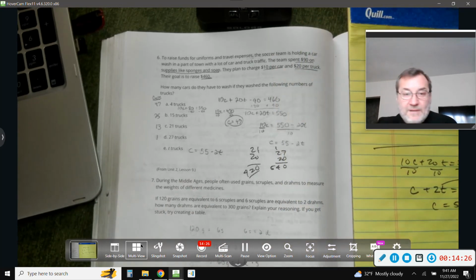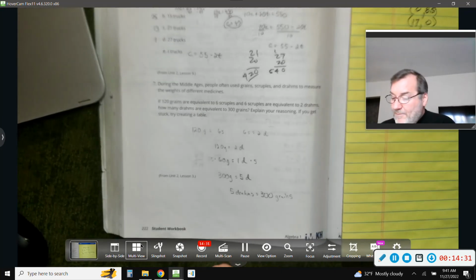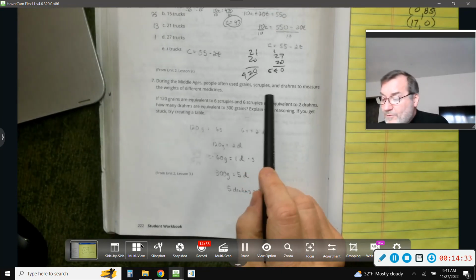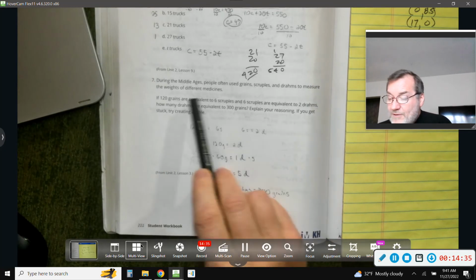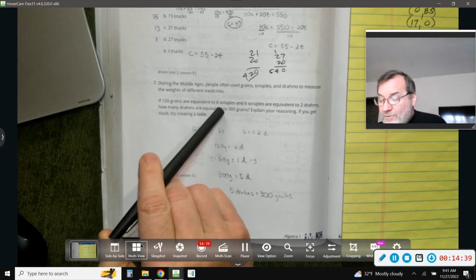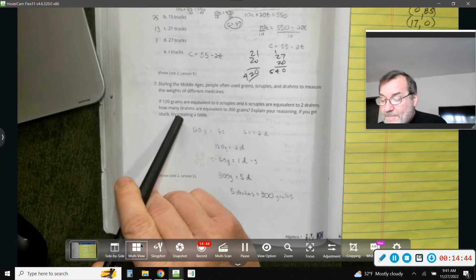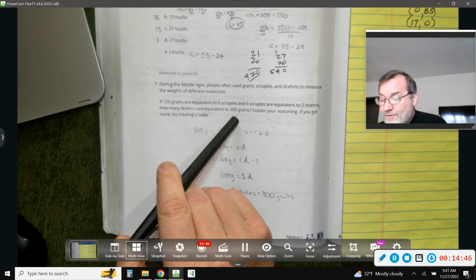All right, number 7. In the Middle Ages, people often used grains, scruples, and drams to measure the weights of different medicines. 120 grains are equivalent to 6 scruples. 6 scruples are equivalent to 2 drams. How many drams are equivalent to 300 grains?